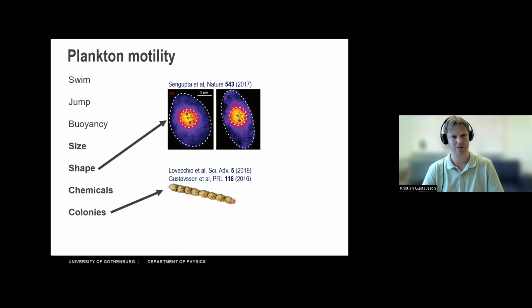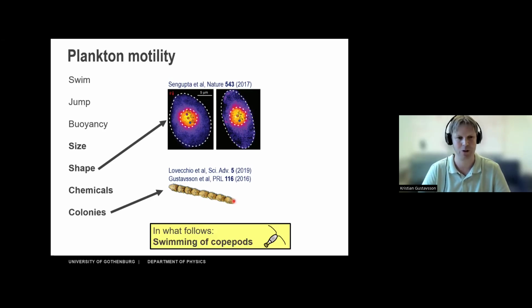Okay, so these are some examples of different motility strategies from plankton, and basically this is to show you how many different possibilities there are. And in what follows, I will focus on swimming, and in particular, I will focus on swimming copepods, which are one of the larger plankton species. So these are zooplankton, and they are quite strong swimmers, and they have quite good sensing abilities. So they should be able to navigate turbulence in different ways.